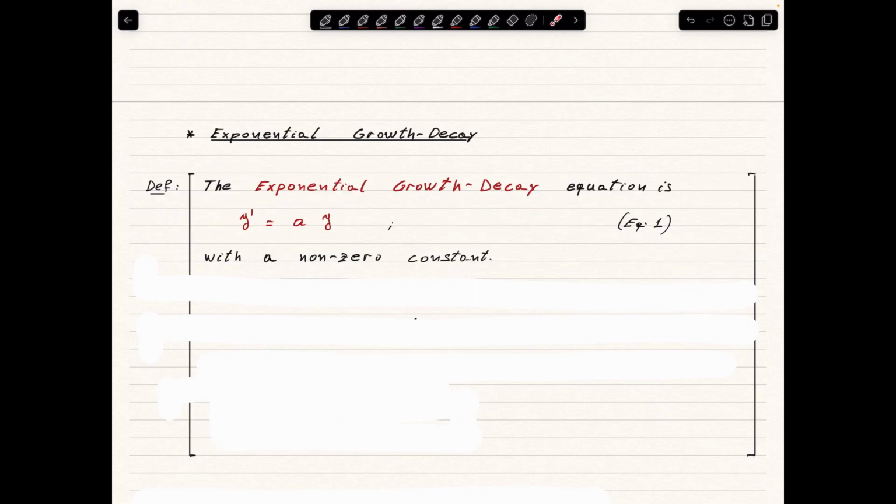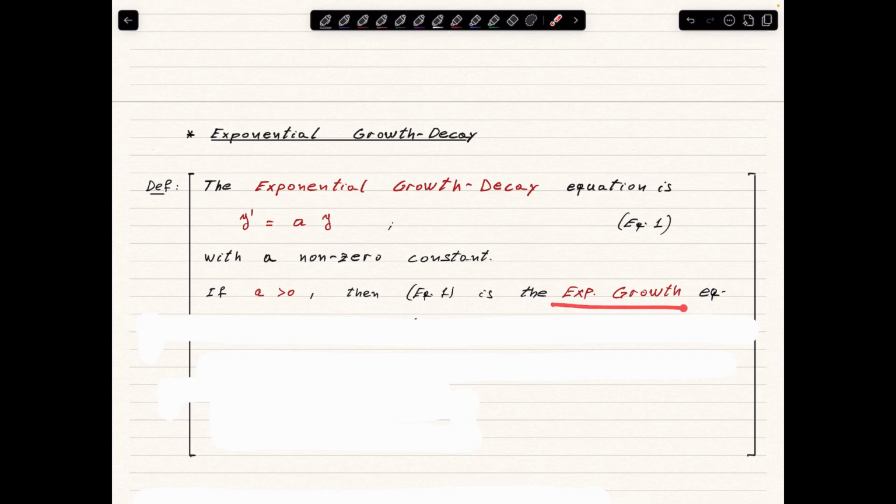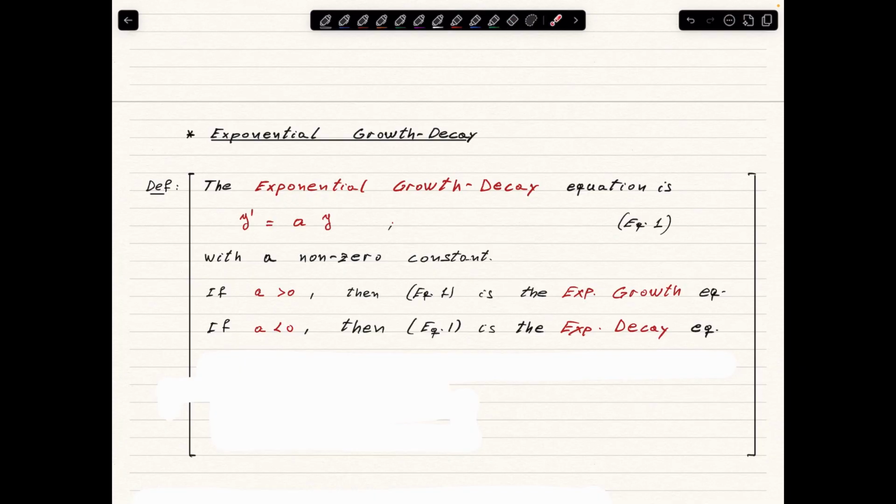Exponential growth decay equation. What is that? The exponential growth decay equation is simply this equation: y prime equal a constant times y. A is a non-zero constant. So we have two main cases. When the proportionality constant A is positive, then this equation is called exponential growth. When the proportionality constant is negative, the equation is called exponential decay.